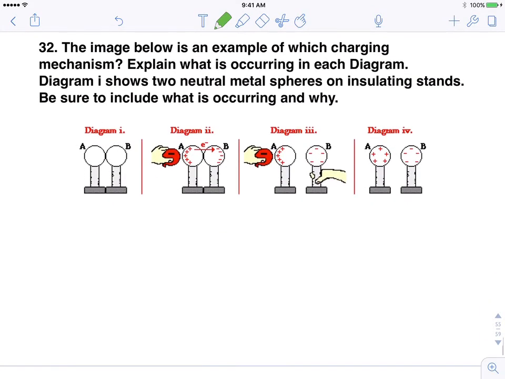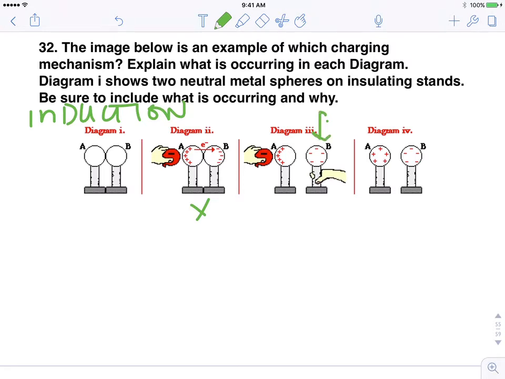This is our last problem. The image below is an example of which charging mechanism? Well, let me think. This is induction. Remember, how do you charge by induction? Well, you bring a charged object near a neutral object, okay? And typically what will happen is polarization, because you can see that's what's happening here. And then you're able to remove that second object, B. See how we're removing it here.